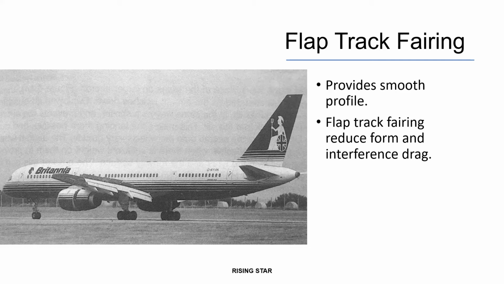Form drag is the drag due to the pressure field in the boundary layer around the component, and they also reduce the interference drag. Now, what is interference drag? It is due to the proximity of two components. For example, the wing and the fuselage, or the wing and the engine. So flap track fairings help to reduce both types of drag as well.